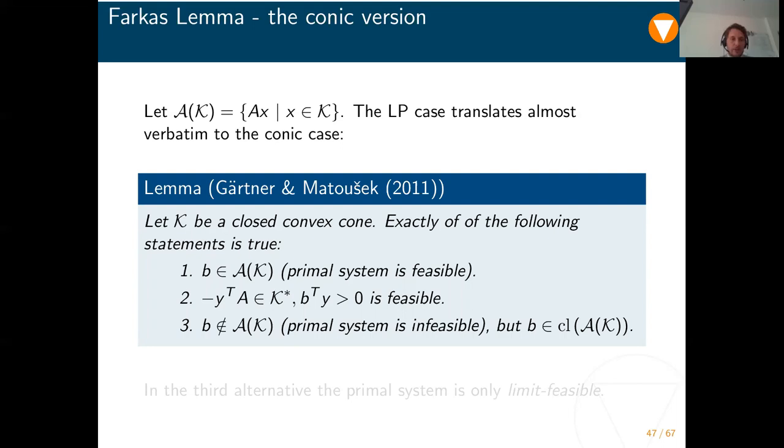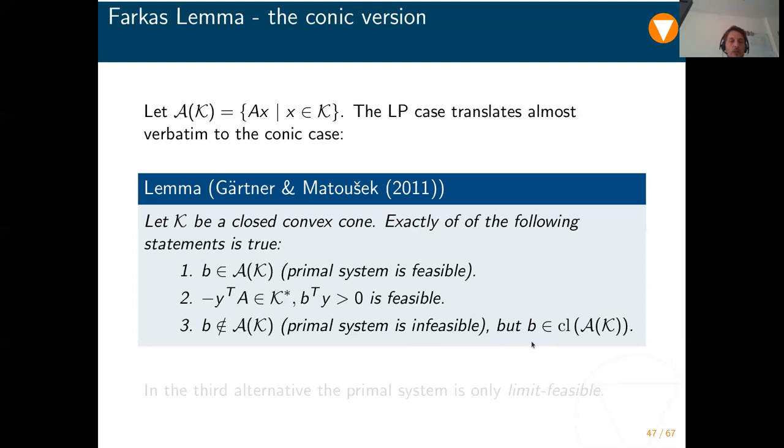So it's not always true that we either have one or two. There can be a third possibility. The first possibility was that our primal system is feasible. The second possibility was that we can construct an infeasibility certificate, basically. And now the third case is when none of these things is true. So in particular, the primal system is not feasible. B is not in this column space that we would like it to be in if we want a primal feasible system. But if it's not in there, it can happen that it's in the closure of the set.